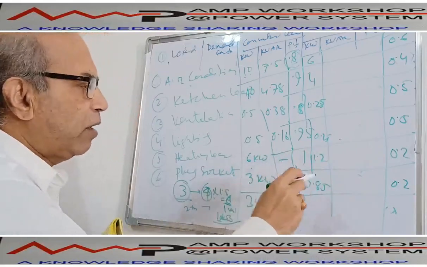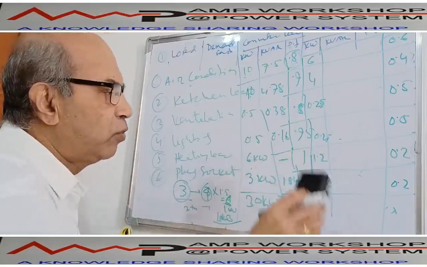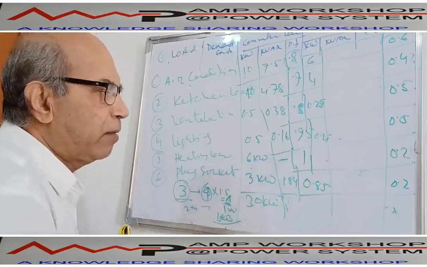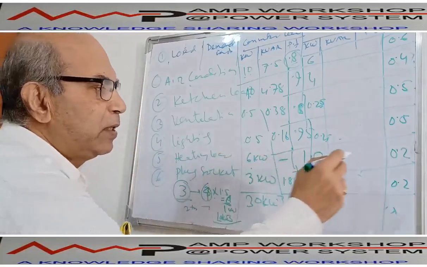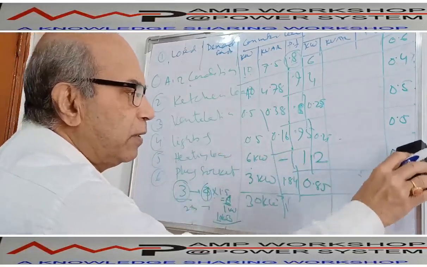And then the 3 kilowatt, how much? For the heating load, you can say it is a maximum of 2 kilowatt, because one heater may be a maximum of 2 kilowatt. So it is better to consider 2 kilowatt. Okay, 2 kilowatt means you can say about a 40% demand factor.